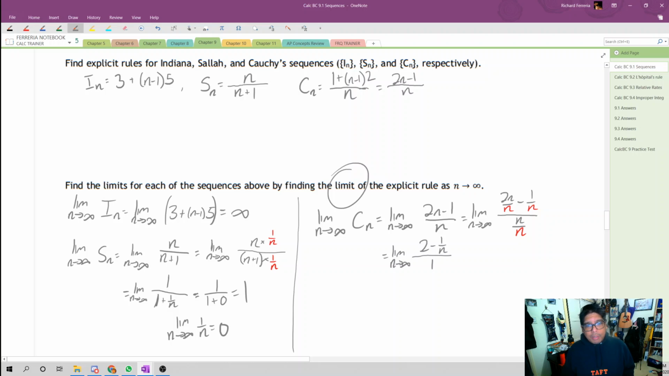And then you can just take all of these sequences. You've got a constant minus this limit over here, which is 0. This over here goes to 0. So it's just 2 minus 0 over 1. So this limit is just equal to 2. So that was a really quick jump start into how we're going to compute limits.